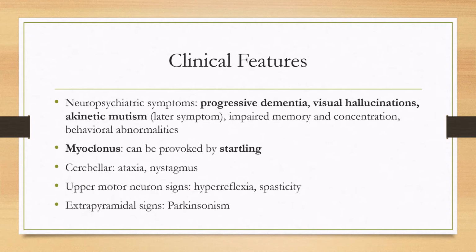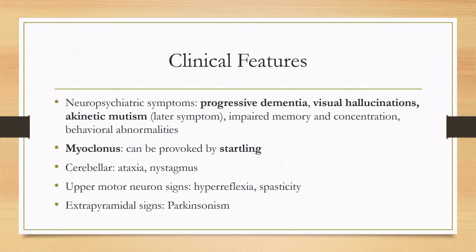So clinical features, this is going to be a more subacute onset disease, so you won't have symptoms for just a day or two. Typically in an exam question, someone will have had symptoms for at least several weeks or months. The most important symptom to know is progressive dementia. There can also be visual hallucinations and akinetic mutism, which is a later symptom. Some earlier symptoms can include impaired memory and concentration and behavioral abnormalities.